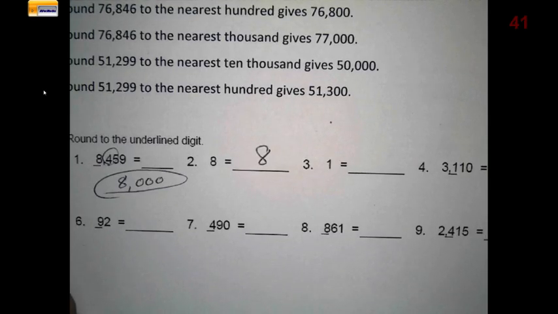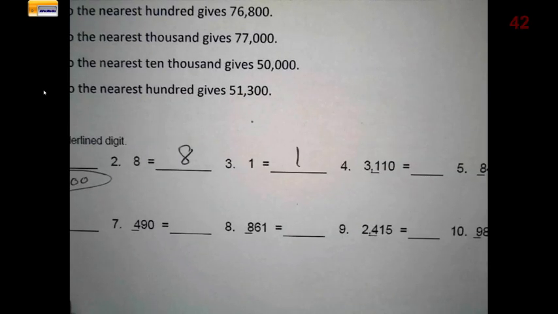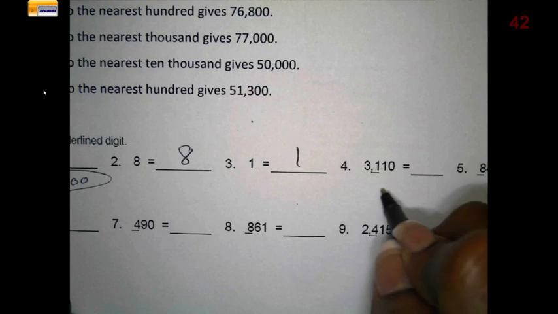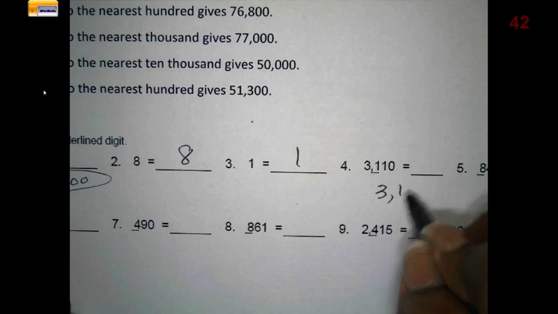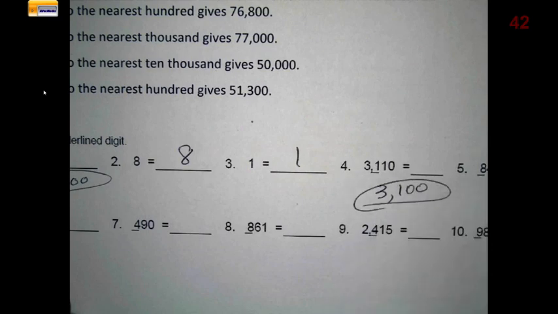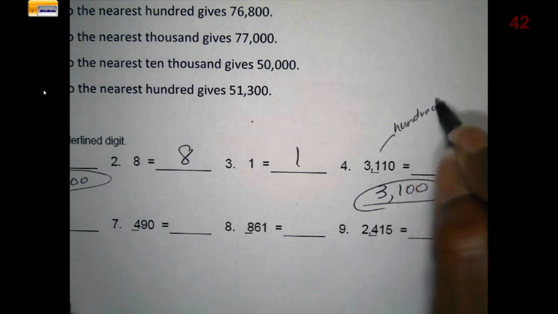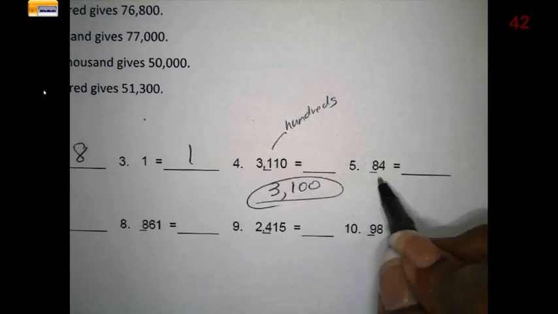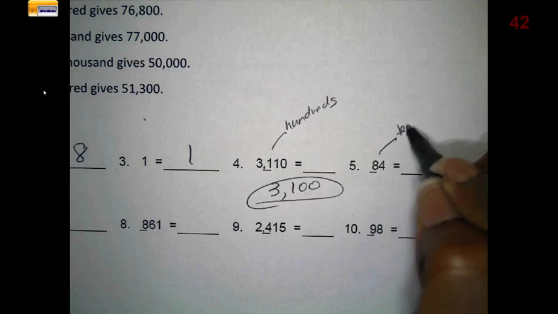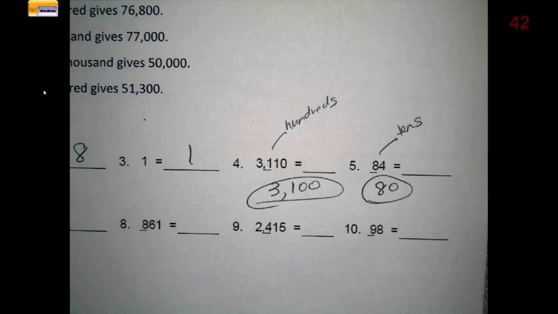What about number 3? 1. Okay, what about number 4? No, we're going to do it to the 100. So it's 3,000 what? 100. Look where the underlined digit is. It'll tell you the place value. This is going to be the hundreds. Don't just assume it's going to be thousands. Okay, what about number 5? Nope, that's not hundreds. Tens. So it'll be 80 is my answer. Okay? Look at the place value first before you decide on what to round to.